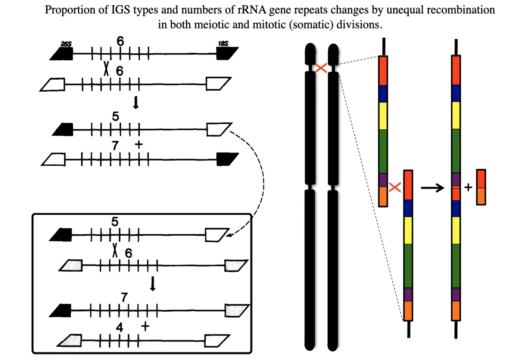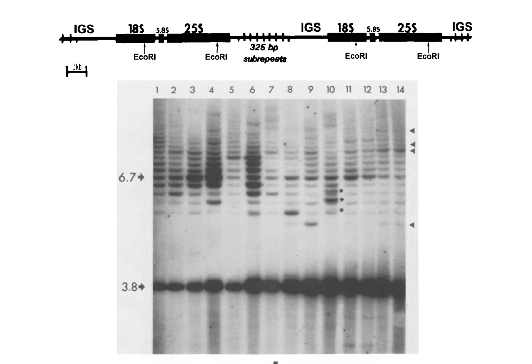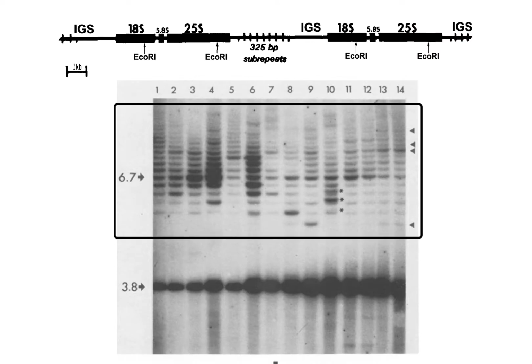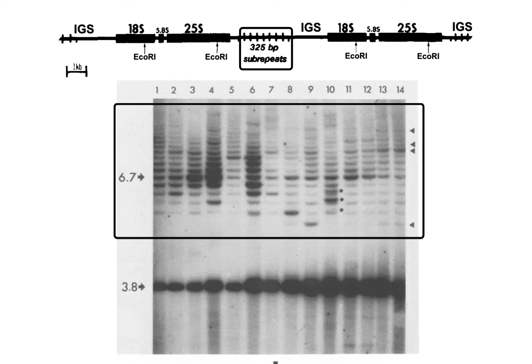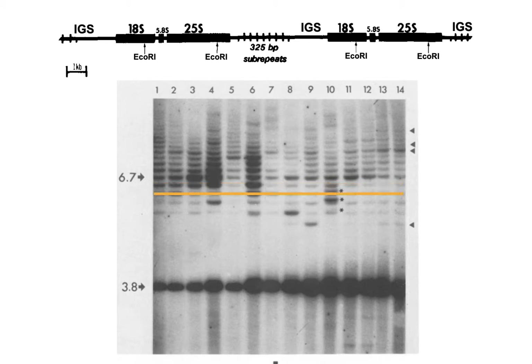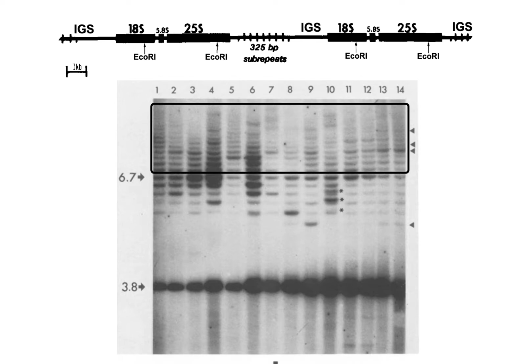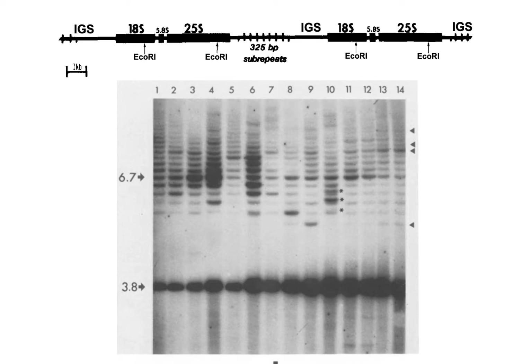This can happen over and over and over again, generating that ladder of bands. Like these ones up here, this ladder indicates a variable number of those sub-repetitive elements in the IGS that you see up here. And each one of those steps varies by 325 base pairs. So this one has 6, 5, 4, 3, 2, and there's 1 down there, and then going up 7, 8, 9, all the way up to 23 in some cases. So that generates that variability in the intergenic spacer region.